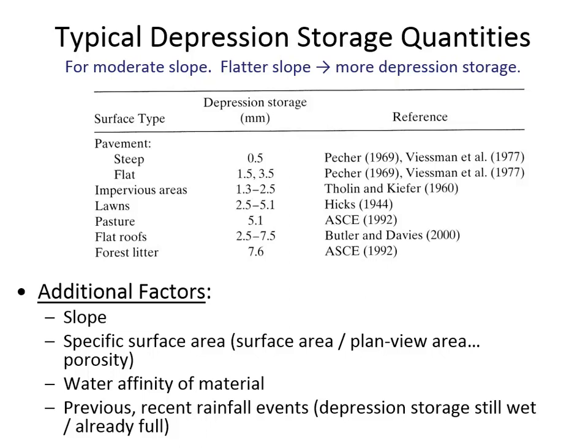There may be a surface that you'd expect would hold a lot of water. You may be expecting a forest litter to have a very high depression storage, but if it's rained for several consecutive days before an event that you're analyzing, it may be that that storage has already been fully saturated, and maybe it won't account for anything in the next storm.